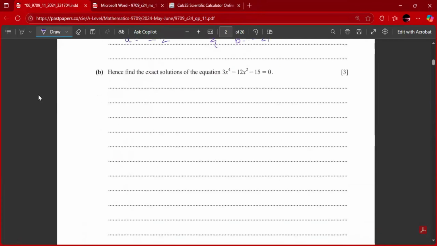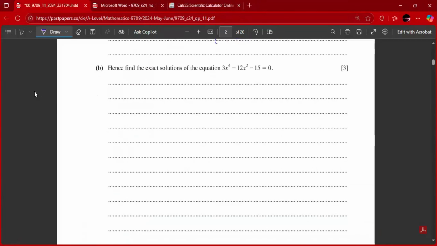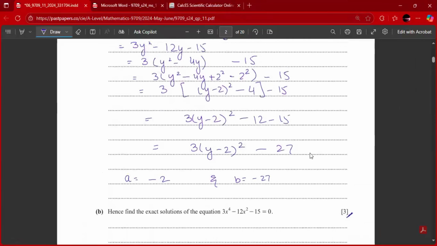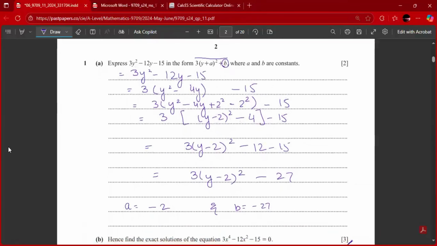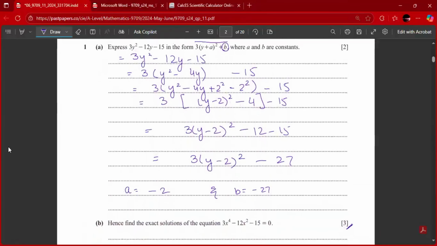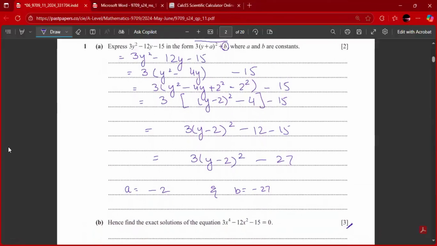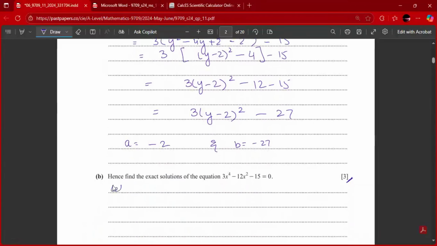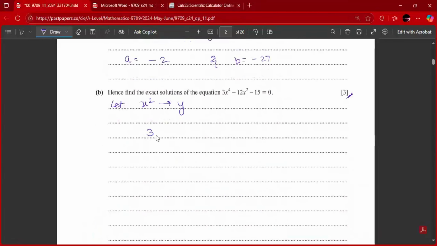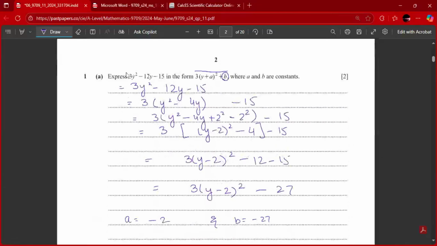Hence, find the exact solutions of the following equation. 3 marks. This is part B of question number 1. I see that there's a similarity between these two equations. If I let x squared be my y again, it's going to be 3y squared minus 12y minus 15, which is equal to 0. So we have the same equation as before, and we can just write it in the simple form that we just derived.